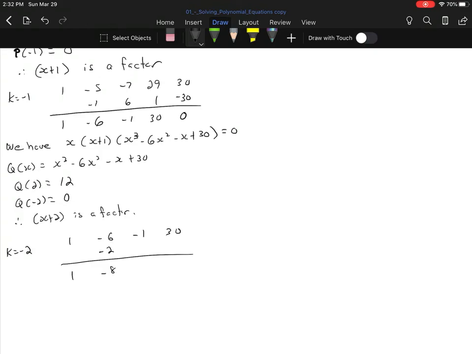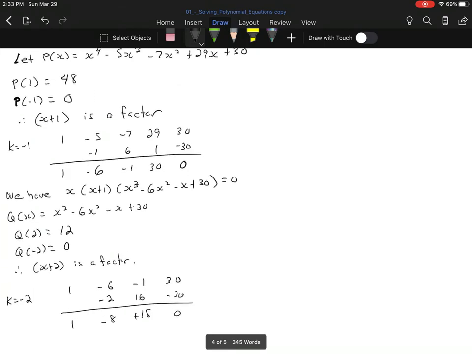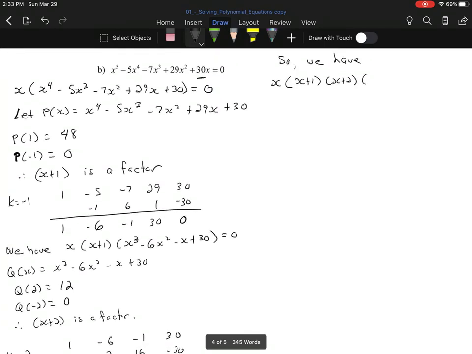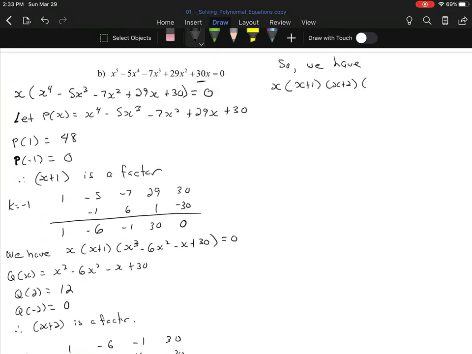Bring the first one down, multiply by -2 and add, multiply by -2, 16 and add, multiply by -2. Oops, multiply by -2 is 16. Add, I get positive 15. Multiply by -2, I get -30 and 0. I knew that a 0 had to come, so I knew when I didn't get 0, there was going to be a problem there. I just made a little mistake with the positive negatives there.